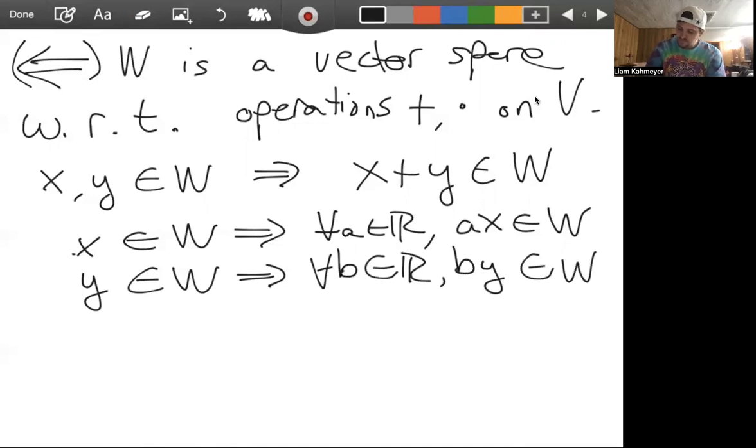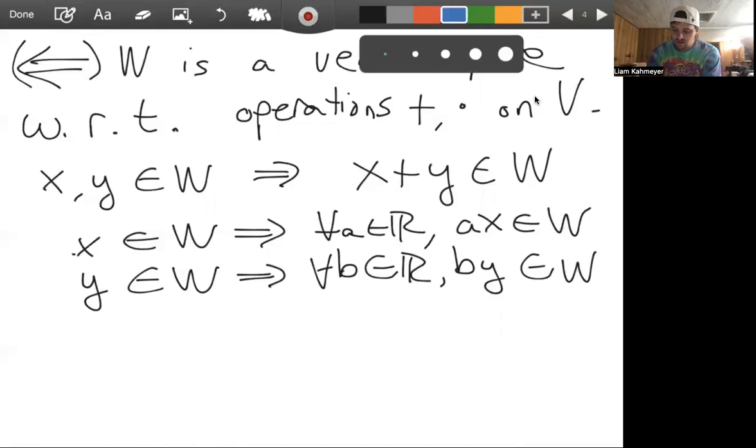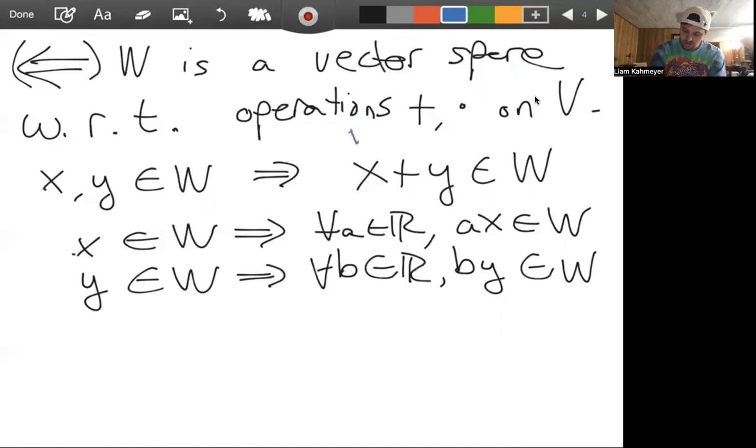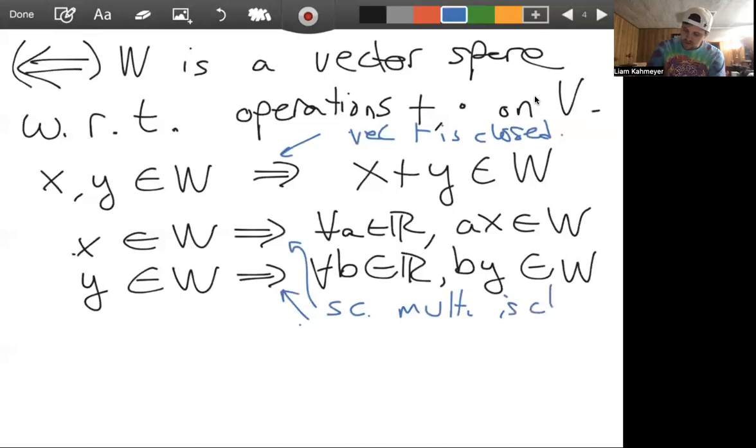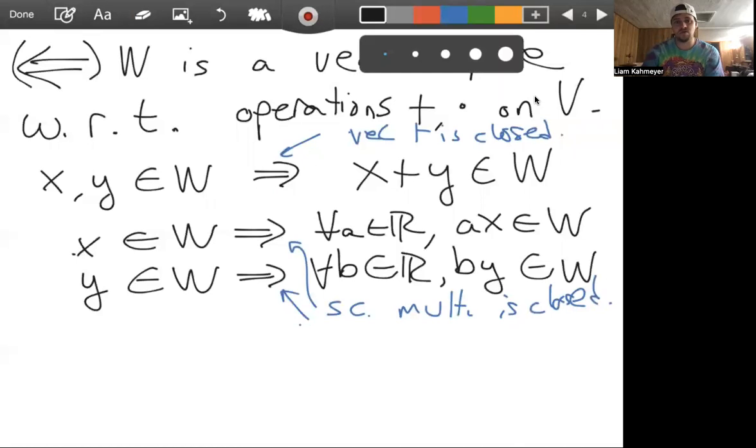So how do we take all of this information? Again, we're using what properties here? This property is that vector addition is closed. And these two implications are because scalar multiplication is closed. And these are assumptions we're making because we know that W is a vector space. We're allowed to assume those axioms, right?